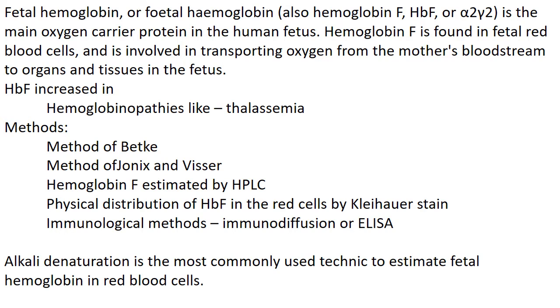Hemoglobin or hemoglobin F, or alpha 2 gamma 2 as it is read, is the main oxygen carrier protein in the human fetus. Hemoglobin F is found in fetal red blood cells and is involved in transporting oxygen from the mother's bloodstream to organs and tissues in the fetus. These are the things which you have already studied.